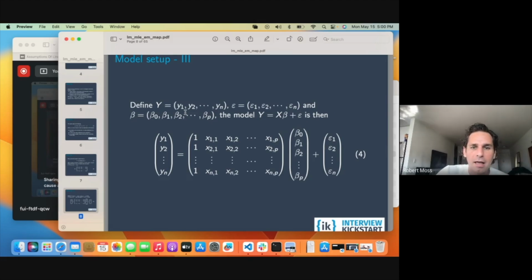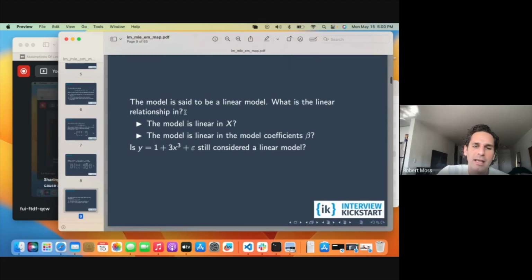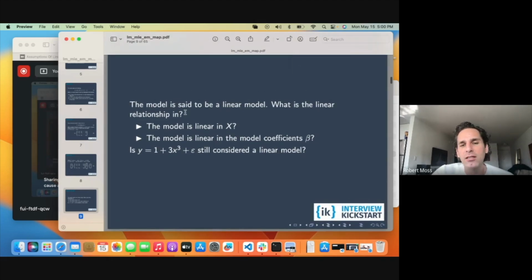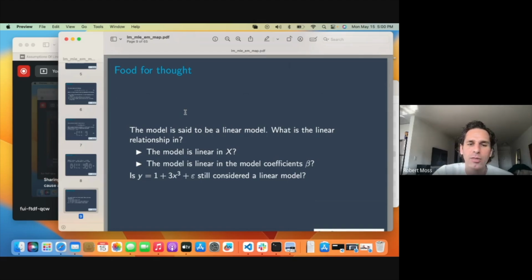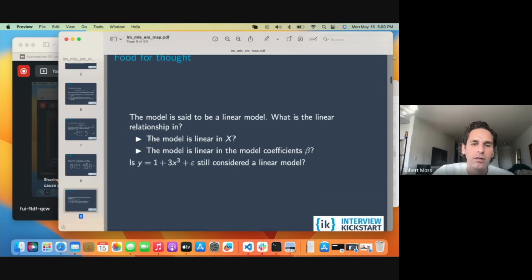Okay, great. And then this is what we got into. This was an interesting thing that they brought up in their material, and I don't think it was worded properly, which is what I wanted to talk to you about. The model is said to be a linear model. What is the linear relationship in? The model is linear in x. The model is linear in the coefficients beta.